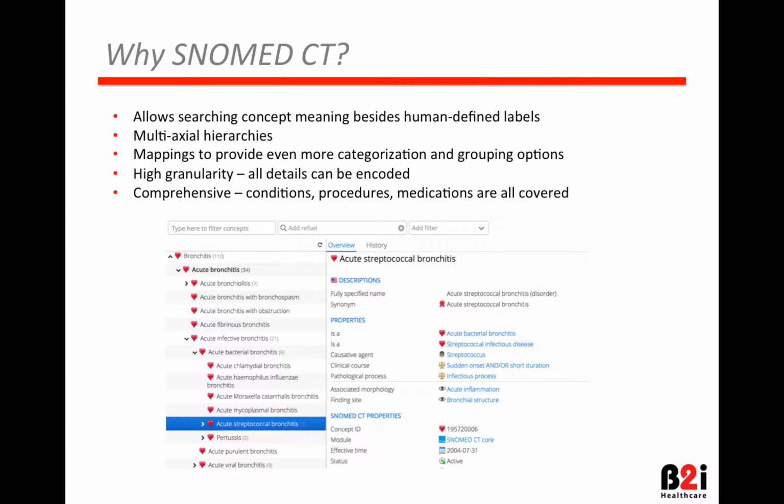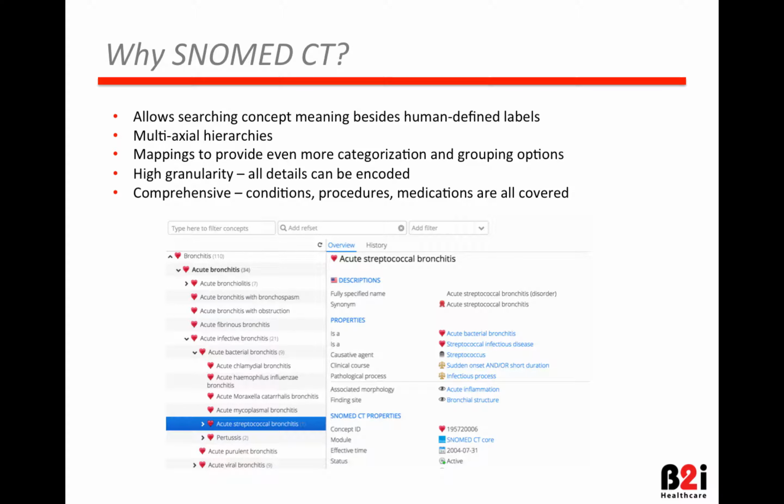So SNOMED CT is a comprehensive set of clinical concepts. It covers everything that needs to be recorded during a clinical encounter. So it contains codes and concepts for diseases, for procedures, for observables, for body sites, for administrative concepts, as well as for the pharmaceutical domain and substances.